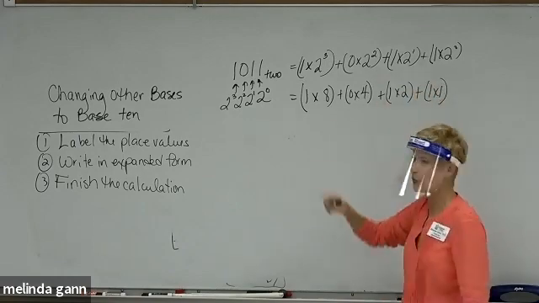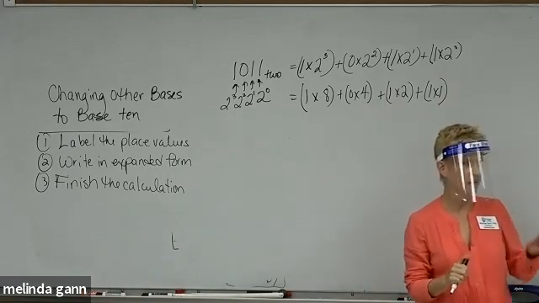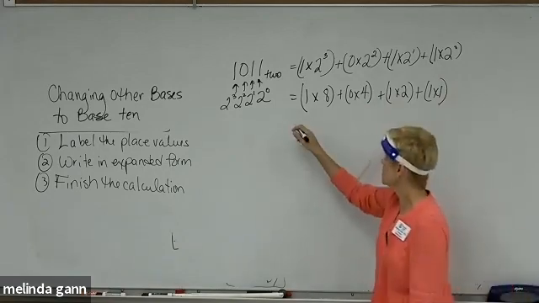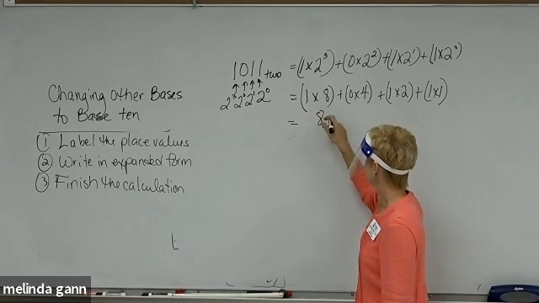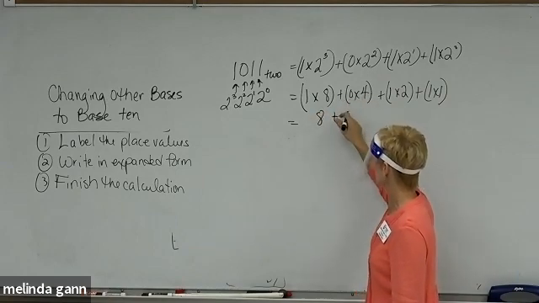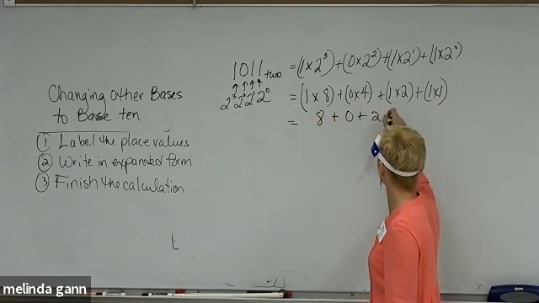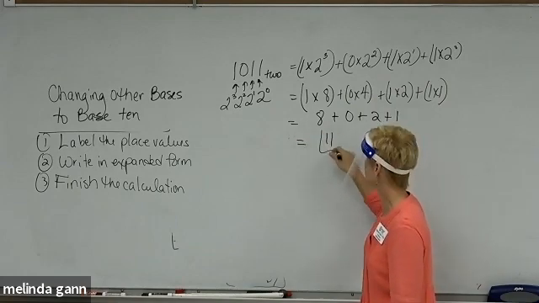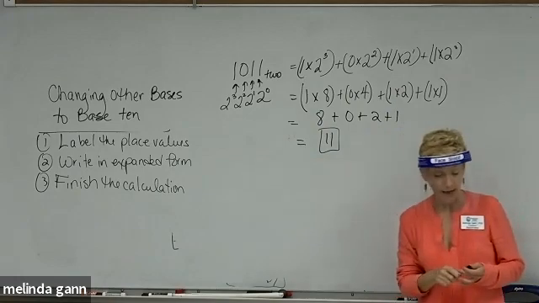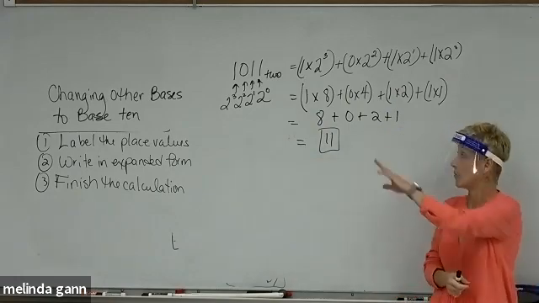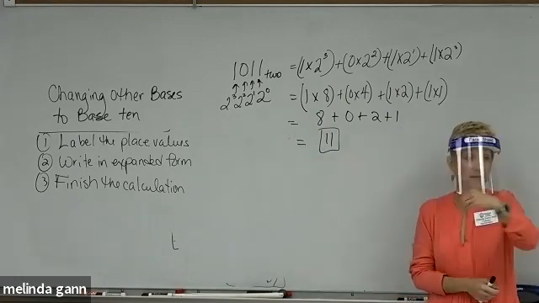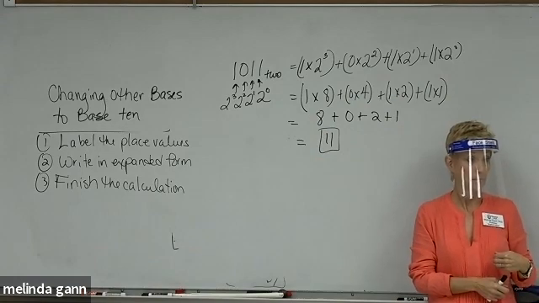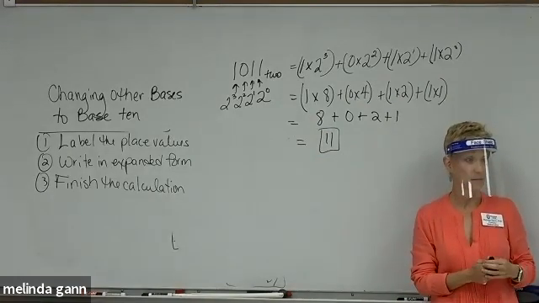So the first thing in the parenthesis is your face value, and the second thing is your place value. So you've got 1 times 8, so that's 8. 0 times anything is 0. 1 times 2 is 2, and 1 times 1 is 1. So what base 10 number is that? 11. So we got to go this way. You got to be able to go from any other base to base 10. Does that make sense to everybody?